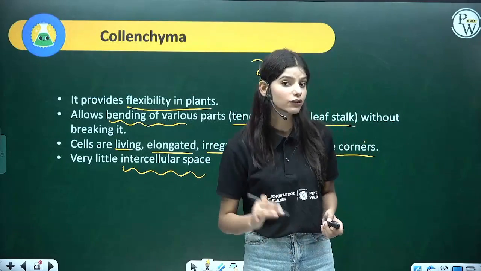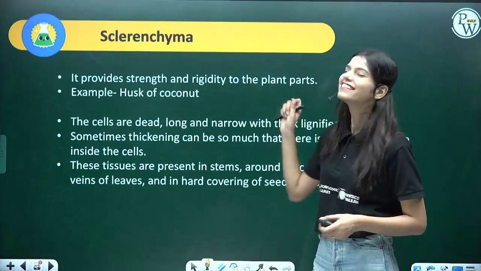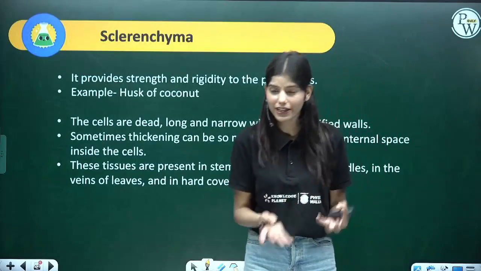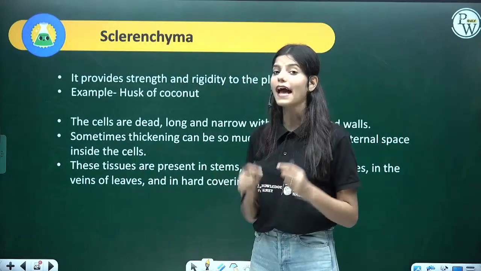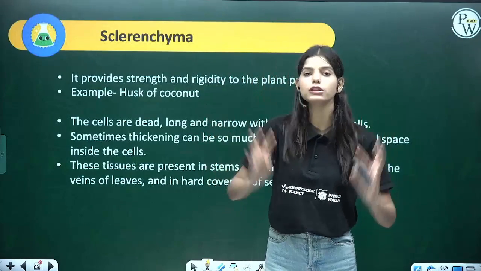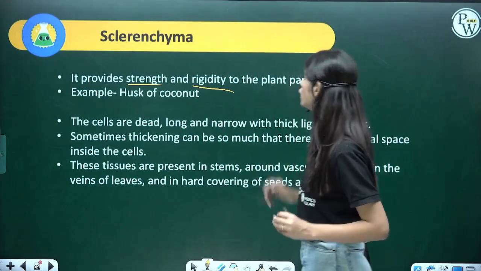Okay, now let's talk about the third type of simple permanent tissue, which is called Sclerenchyma. So guys, Sclerenchyma is comprised of dead cells, and its main role is to provide strength or support to the plant parts. So it provides strength and also rigidity to the plant parts.